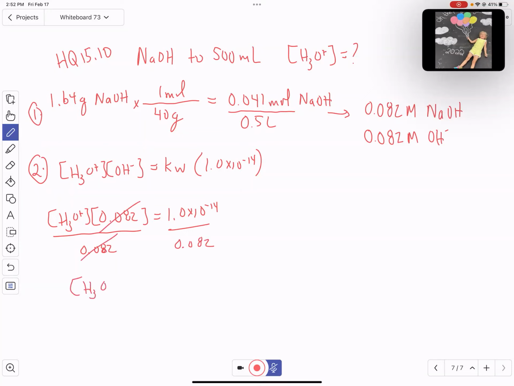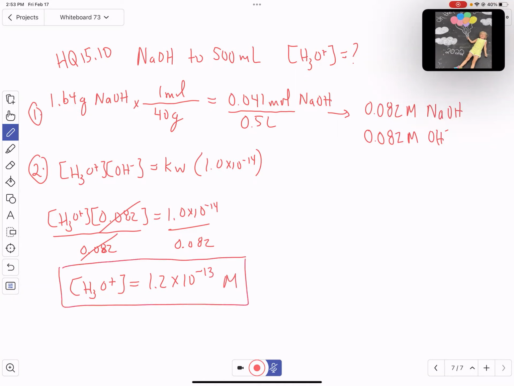And my hydronium concentration can be really, really small, right? This is a basic solution, relatively high concentration. So 1 times 10 to the minus 14 divided by my concentration, and I get a hydronium concentration of something like 1.2 times 10 to the minus 13.